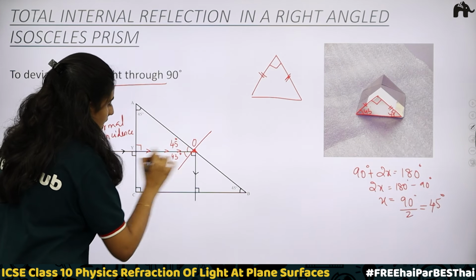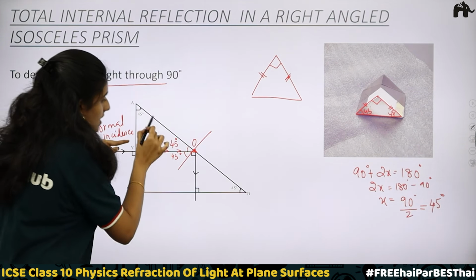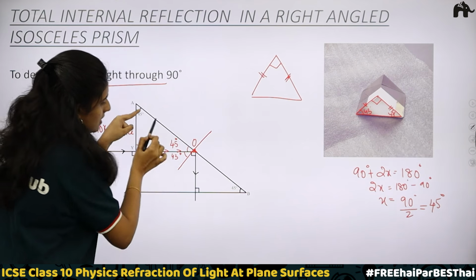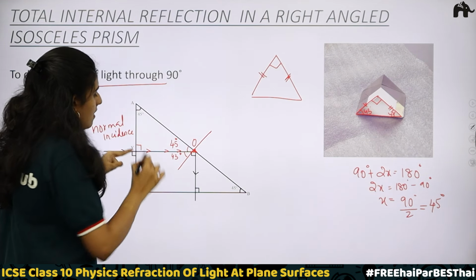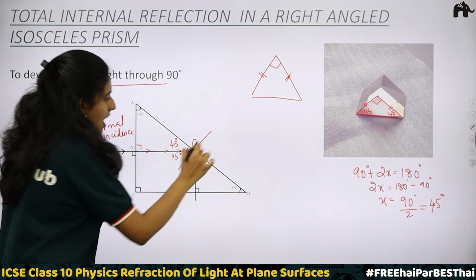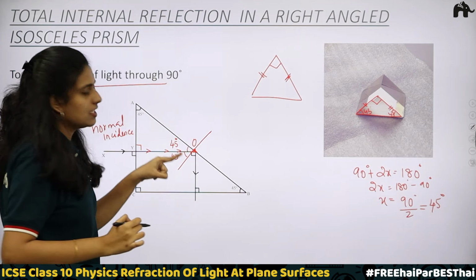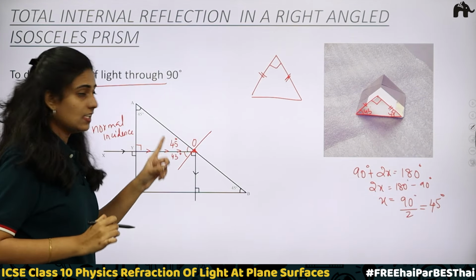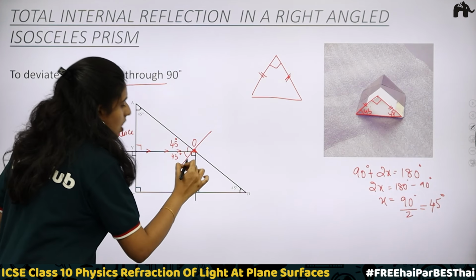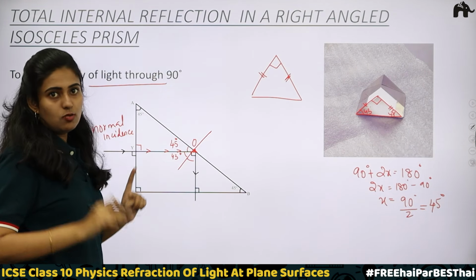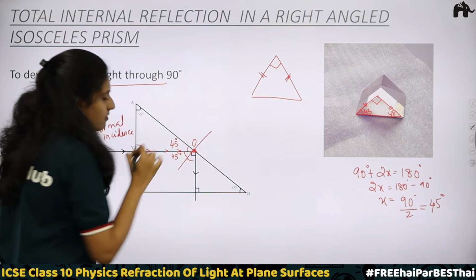Here we have the incident ray, the incident ray for this surface. YO is the incident ray, and this is your normal. The angle between the incident ray and normal is your angle of incidence, which is equal to 45 degree. What about this angle? Here what is happening? We are getting 45 degrees.